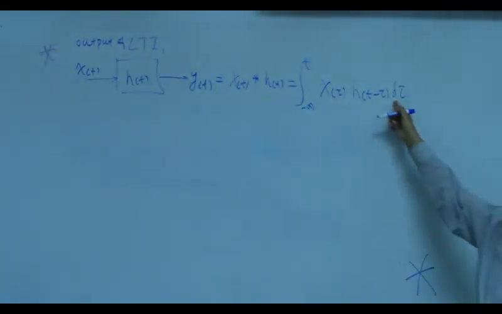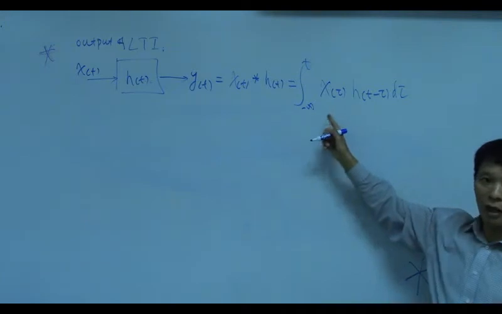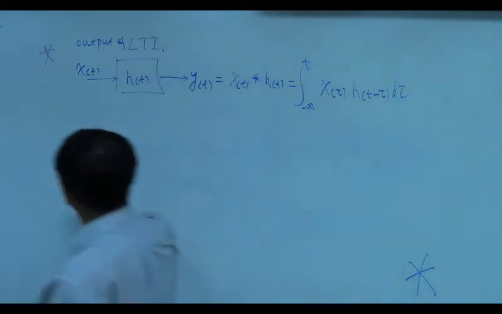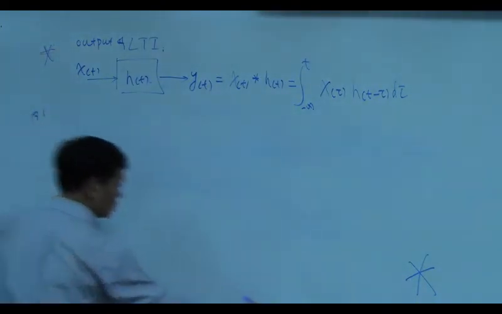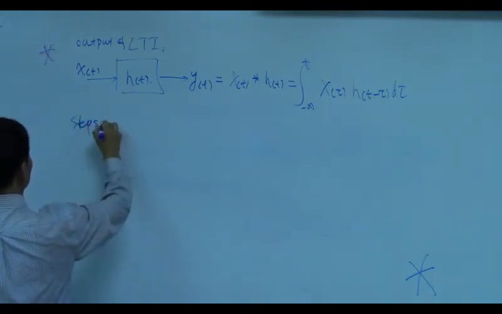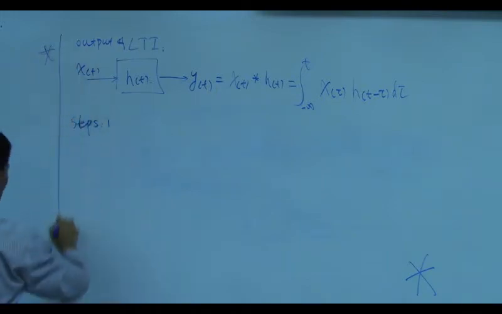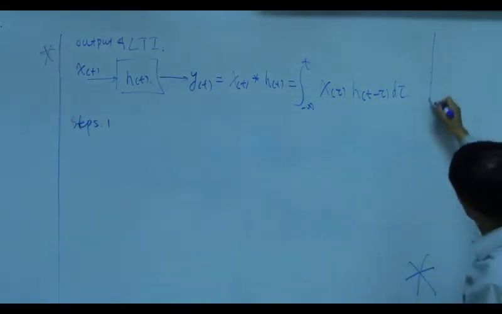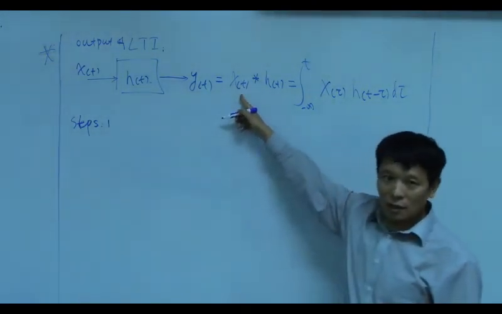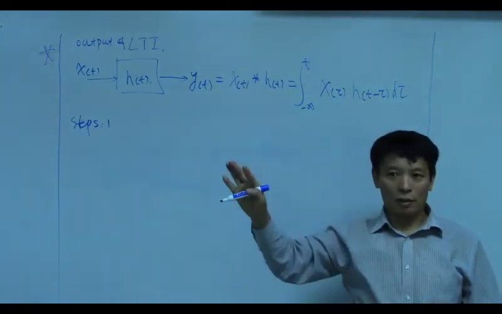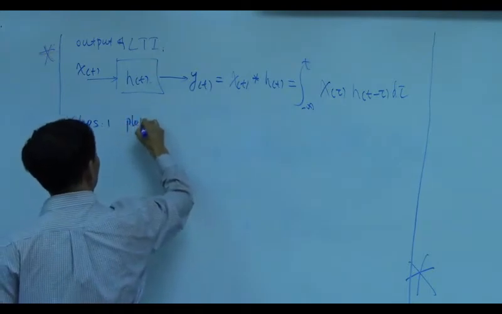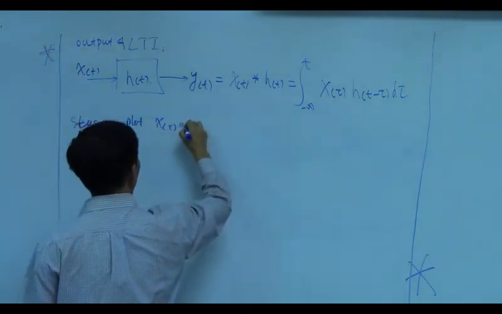So how to do this? I give you two signals. How to calculate the convolution of these two signals? Steps. Step 1. We are given x(t) and h(t), so we can draw this. But we are going to plot x(tau) and h(tau).